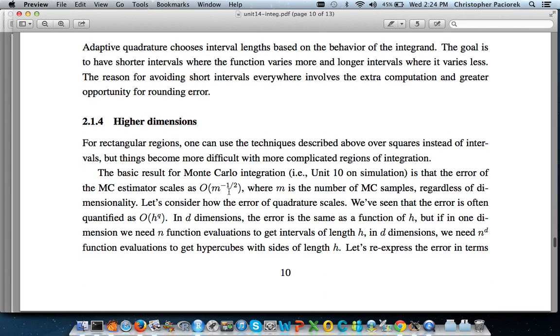Okay, so to start off with that, let's go back and think about Monte Carlo estimation of expectations or integrals a little bit more.